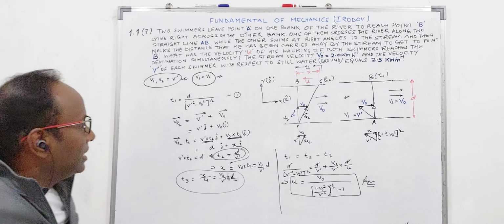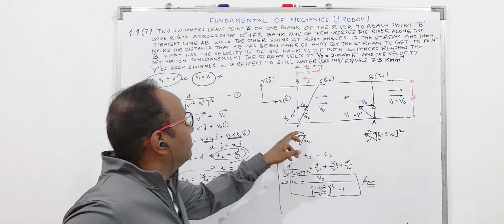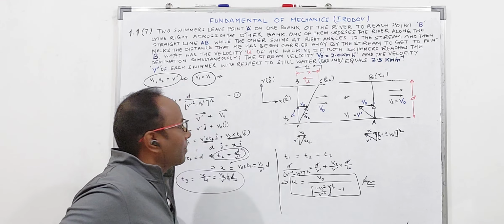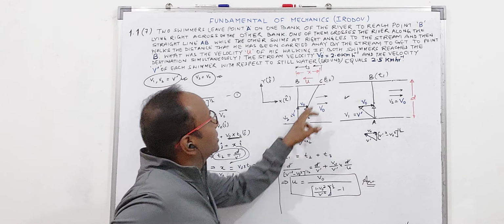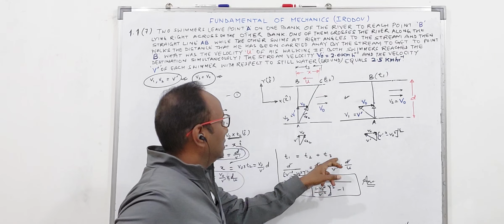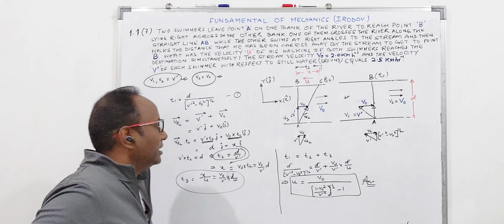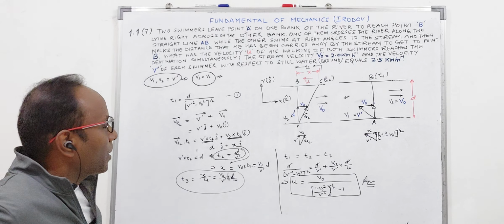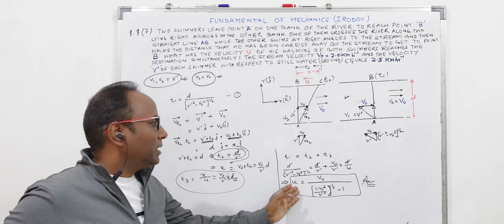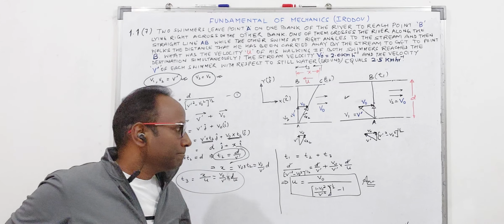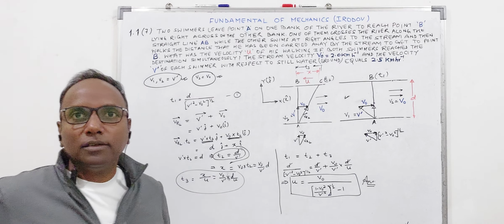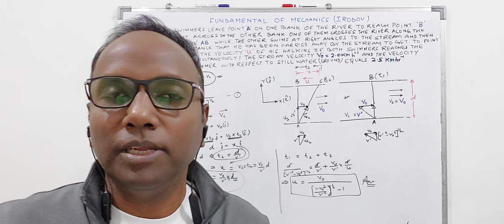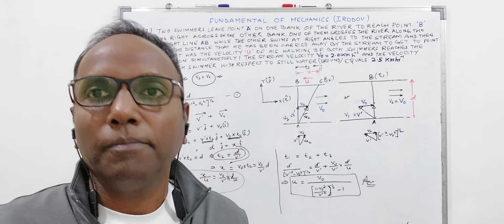Since the time for both swimmers to reach from A to B is the same, T1 is equal to T2 plus T3, and we have put in the values of T2 and T3. D is all cancelled out, and from this equation we obtained u is equal to this. So hopefully this answer is clear to you. Any doubt, please write in the comment box. Thank you.